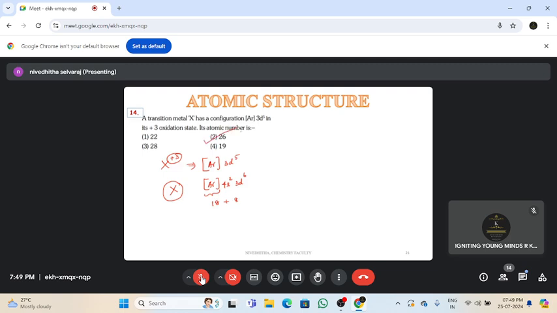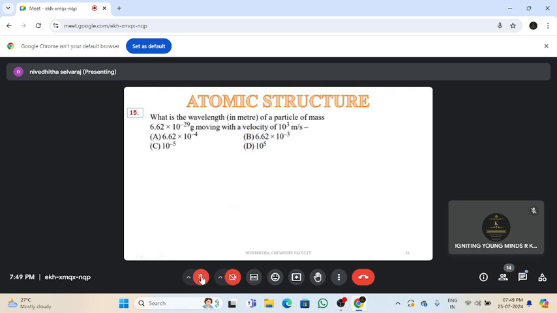Next question. What is the wavelength of a particle of mass 6.62 into 10 power minus 29 gram moving with a velocity of 10 power 3 meter per second? So they're asking us to calculate the wavelength, and we are provided with the mass and velocity. So which formula do we have to use to calculate the wavelength?